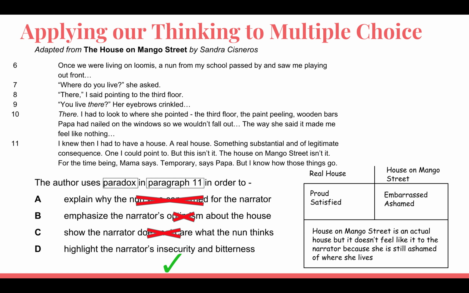D says that highlights the narrator's insecurity and bitterness. Well, she is insecure about where she lives, right? She's not proud of it, and she's kind of bitter and upset that she lives in this place that's kind of ugly or not really nice looking. So she is insecure and bitter about her house, so the answer would be D.